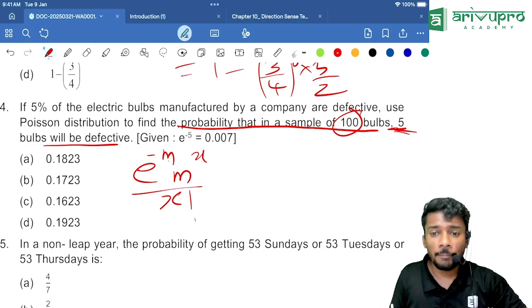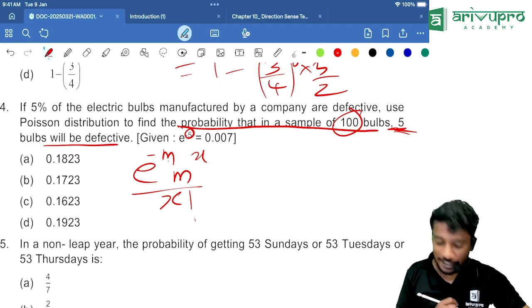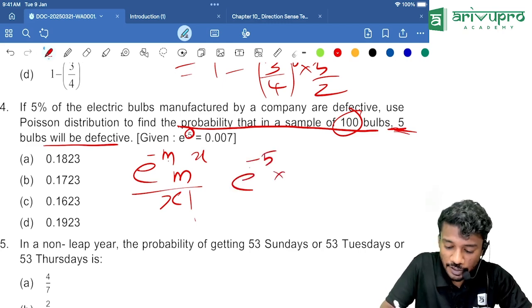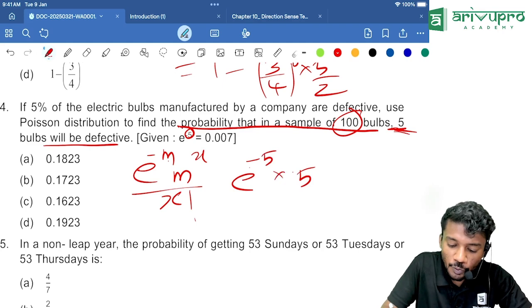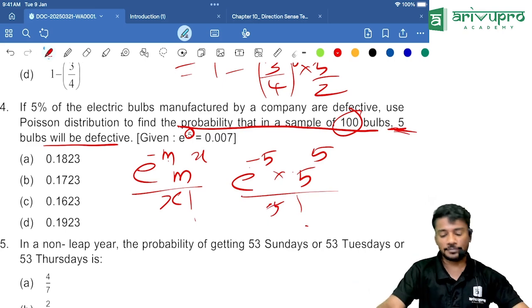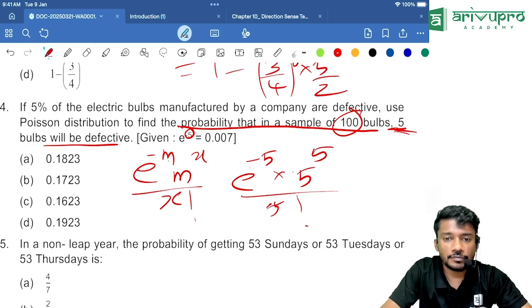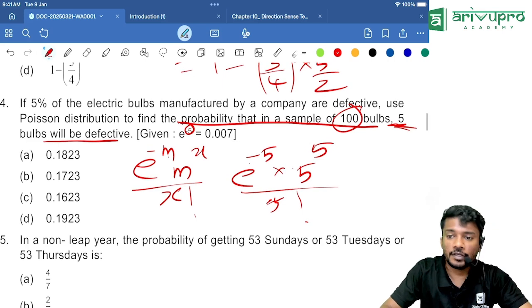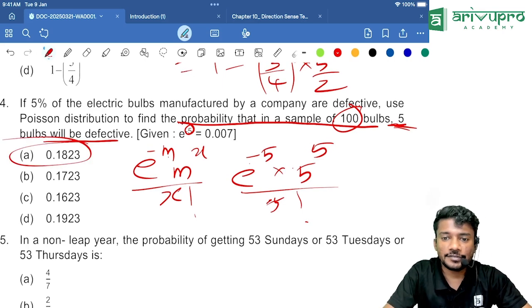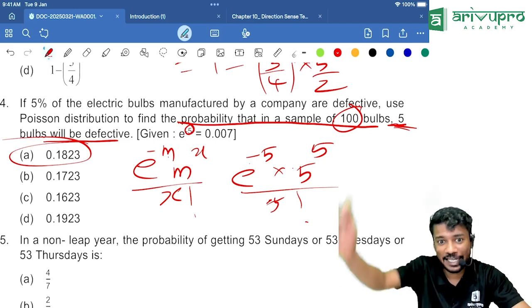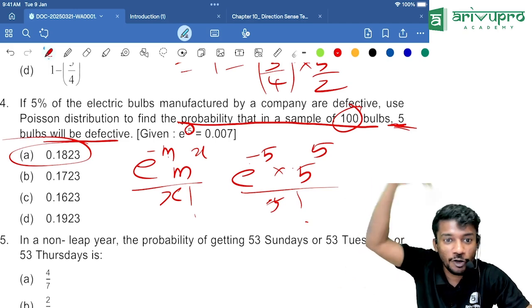Do you know the value of m? Yes, m is 5 from the given thing. So e raised to minus 5 into 5 raised to 5 divided by 5 factorial. What is the answer? Option E. The value is given. Got it? Any doubt? The best part is usually in the options it is given. In the question itself, e raised to value will be given. From that itself we can tell the m value. We won't go and find it.